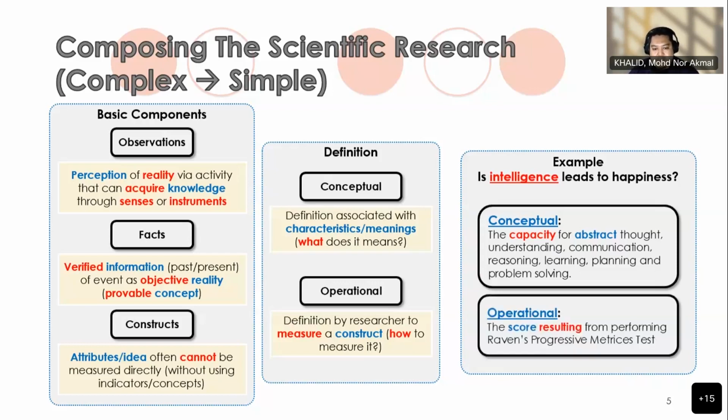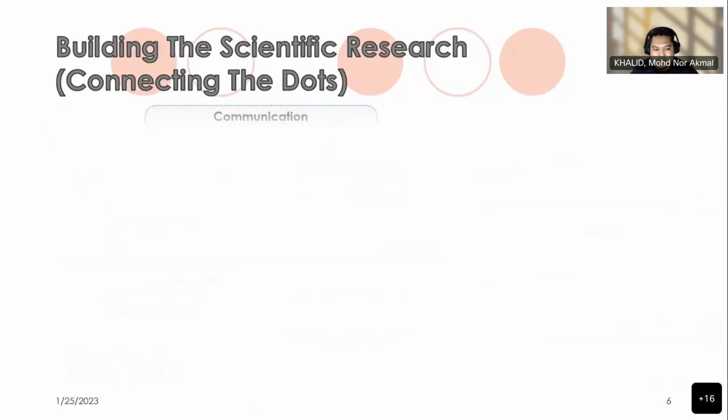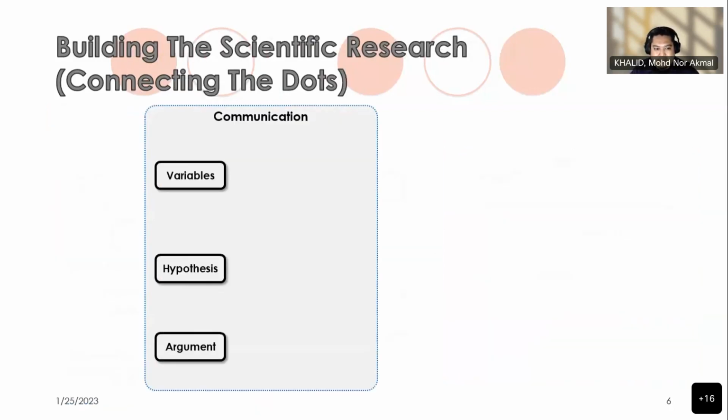But of course, from an operational point of view, one way we can measure intelligence is to use some kind of test to get the result and score that particular intelligence. So that's how we can do this. And then from there, we try to connect the dots, meaning we try to link all the parameters, variables, arguments, and hypotheses. Meaning, if you have an idea, how can you expand it?